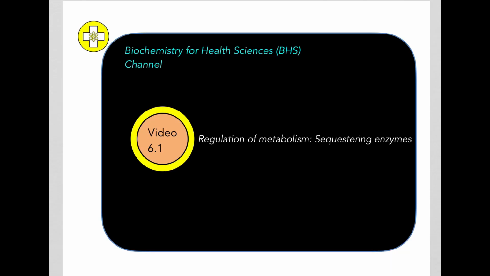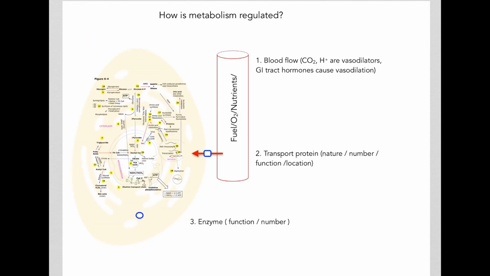In today's video, we shall talk about regulation of metabolism by sequestering enzymes within specific compartments. As we discussed in the previous video, metabolism can be controlled by regulating the amount of blood that reaches the cell, since a lot of oxygen as well as nutrients travel through the bloodstream to every part of the body.